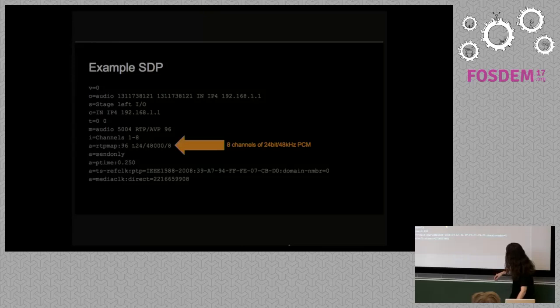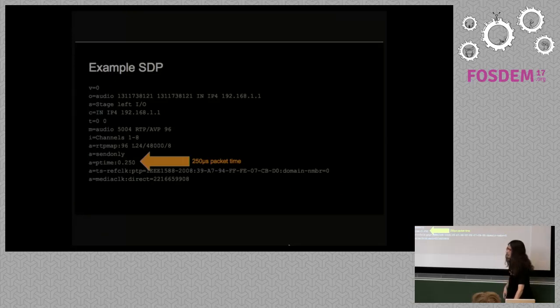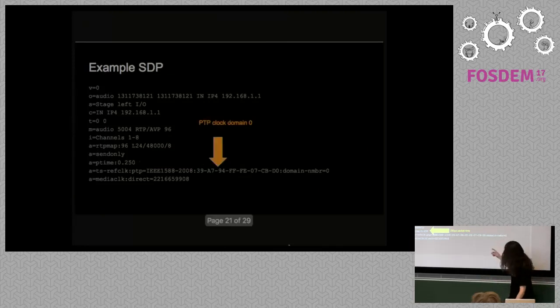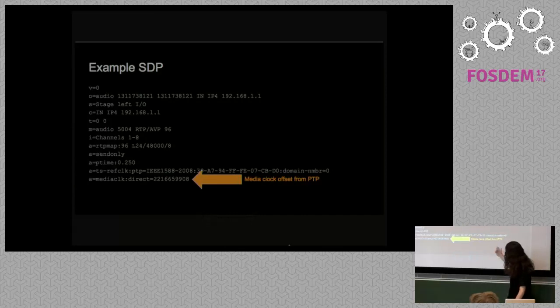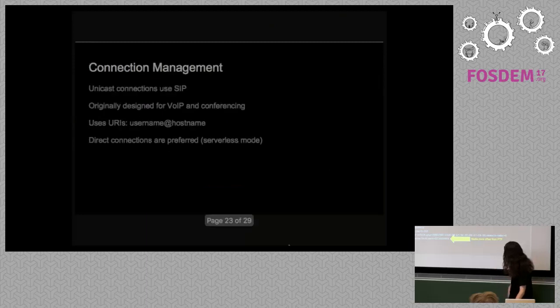So in this case, we're sending 8 channels of audio at 48 kilohertz. There's a 250 microsecond packet time, so we're sending quite short bursts of audio quite often. That keeps latency down. And here we specify a precision time protocol clock domain, which is our synchronization mechanism. And then we just offset the media clock from that time domain.